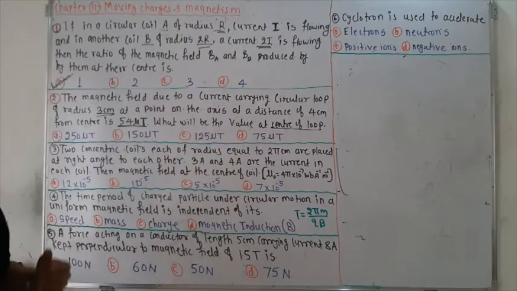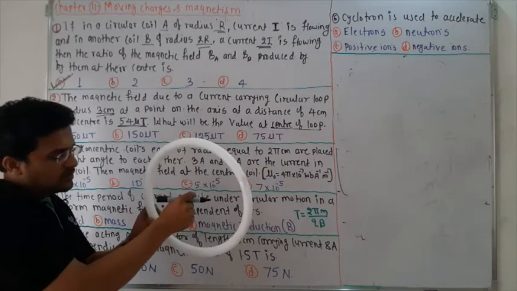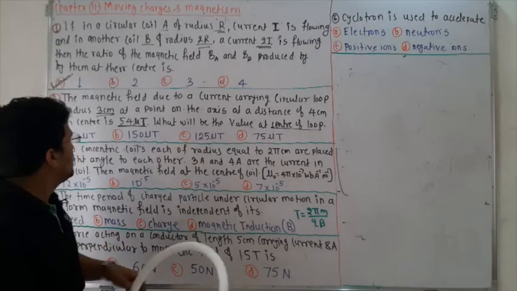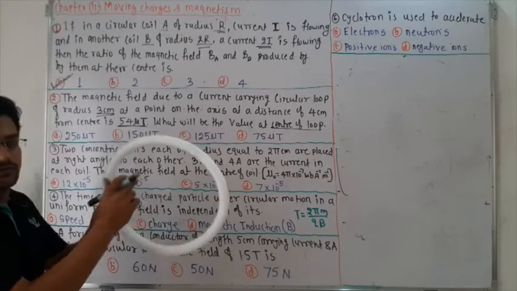Okay, so there is one coil like this, whose radius is 3 cm, and from the center at 4 cm there is a point, and at that point the magnetic field is this much. Then what will be the magnetic field strength at the center of the coil?